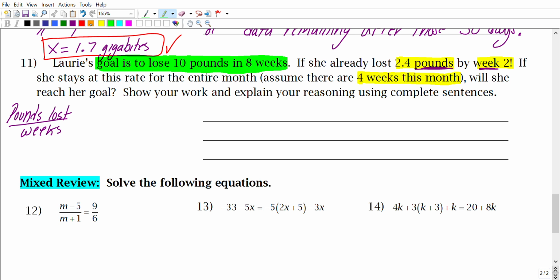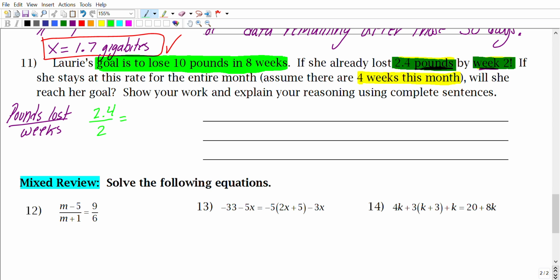So I'm not going to use that data just yet. I'm going to use this over here. Okay, I'm going to use this and this to start setting up my proportion. So let's see what we get. We get 2.4 over 2 weeks. Okay, so 2.4 over 2 weeks.